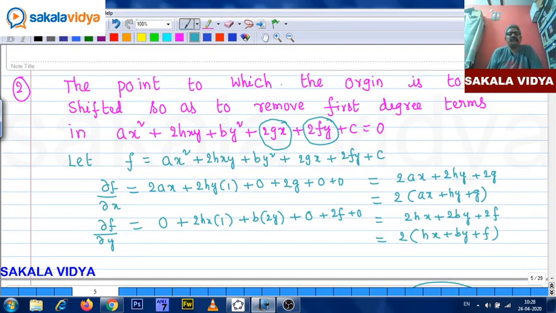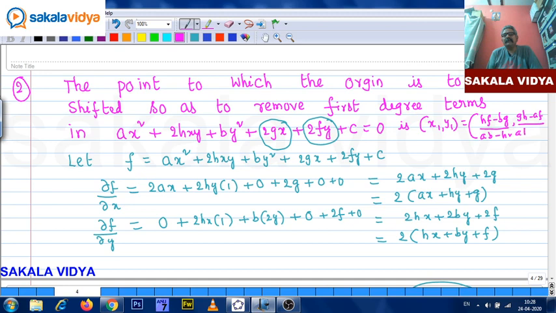So now, the point to which the origin is to be shifted so as to remove the first degree terms in ax square plus 2hxy plus by square plus 2gx plus 2fy plus c is equal to 0 is, now you can remember, x1 comma y1, or h comma k also you can say, equal to hf minus bg by ab minus h square and gh minus af by ab minus h square.